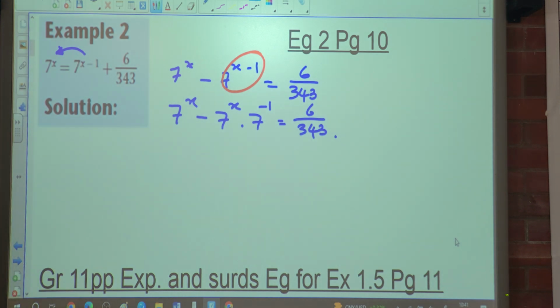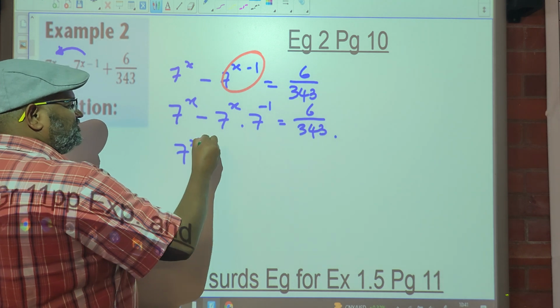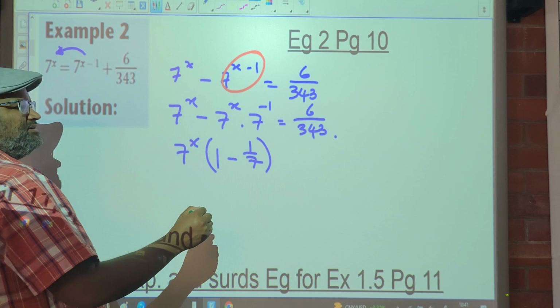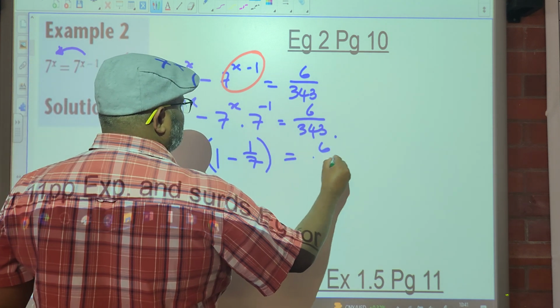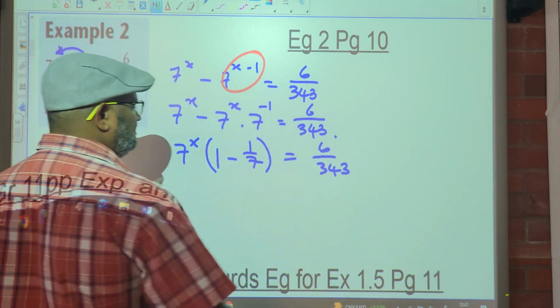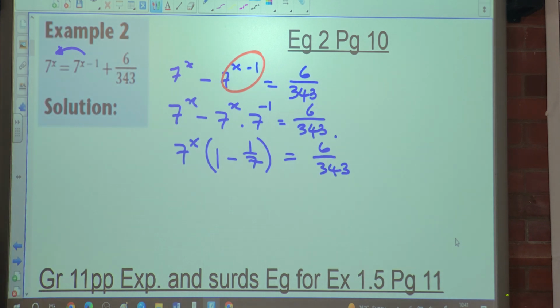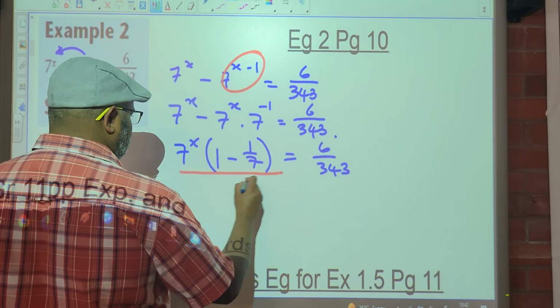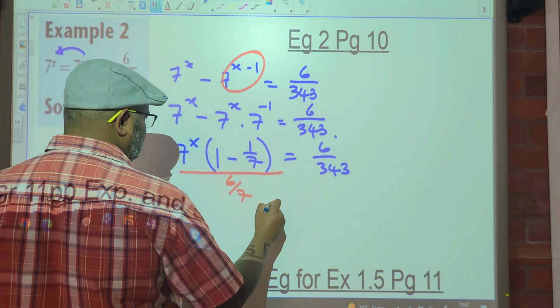Okay. Now what do we do? So factor that 7 to the x, we take that out as a common factor. I'm left with 1 minus 7 to the minus 1 equals 6 over 343. What's 1 minus 1 over 7? 6 over 7, is that correct? Divide both sides by 6 over 7.